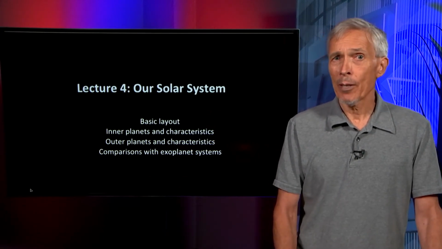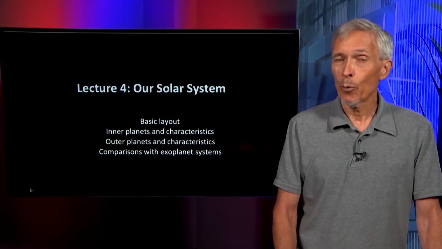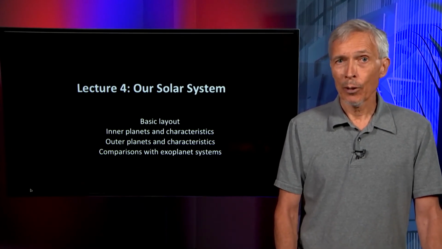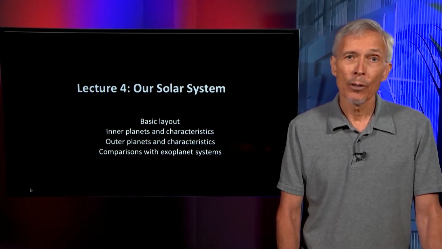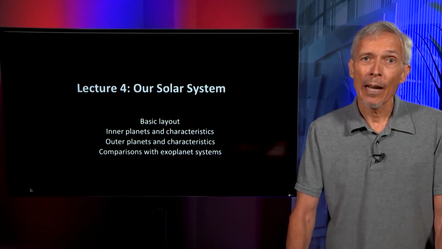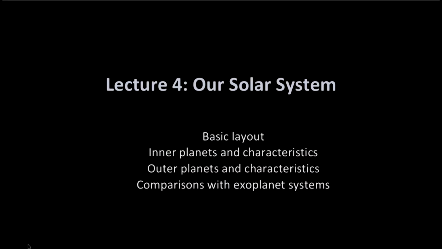But we believe the processes of planet formation and moon formation are universal, and so we can draw some general conclusions. We'll look at the basic layout of our solar system, the characteristics of the inner planets, the characteristics of the outer planets, and then a comparison with the exoplanet systems found so far.